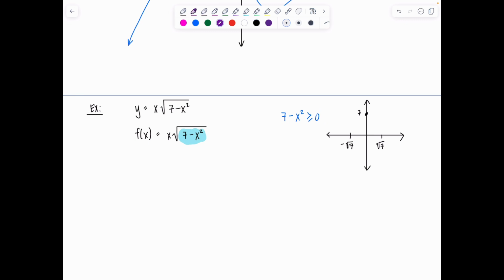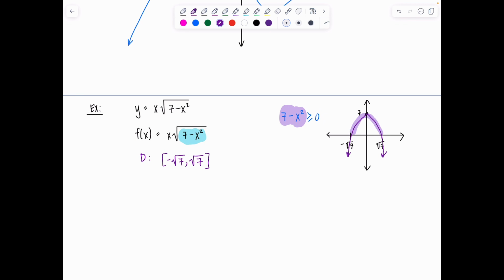Yes? This is 7 minus x squared. And basically, I need to restrict my x values to where the parabola is above the x-axis, greater than or equal to 0. So hopefully you could see, well, the domain is going to be between negative radical 7 and positive radical 7. Good? That's it. So we have a restricted domain.